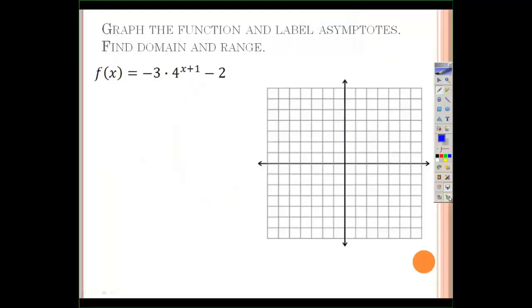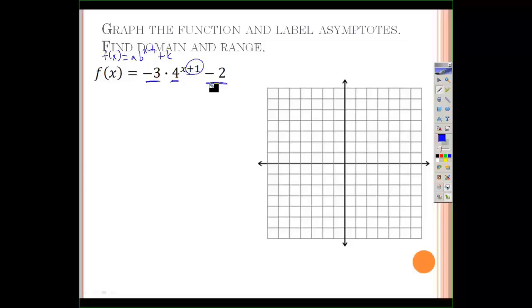Okay, once again, we have an obvious A, B, H, and K value. I'll write it above here for my reference. My A value is -3, my B value is 4, my H value is +1, my K value is -2.